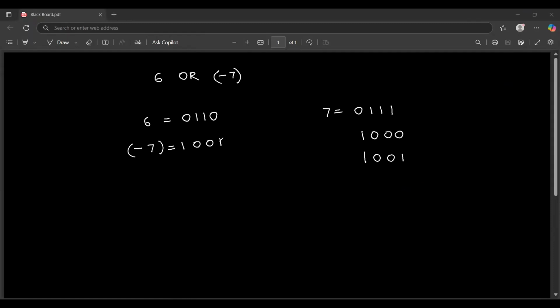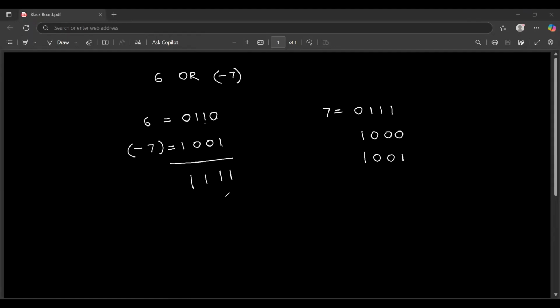Yeah, 1001. What should we do now? Well, since we are doing OR, we have to check if one of them is 1, it's enough. I'm not saying one of them has to be 1, I'm saying if one of them is 1, that's enough. So the output will be: 0 and 1 means 1, 1 and 0 means 1, 1 and 0 means 1, 1 and 0 means 1.